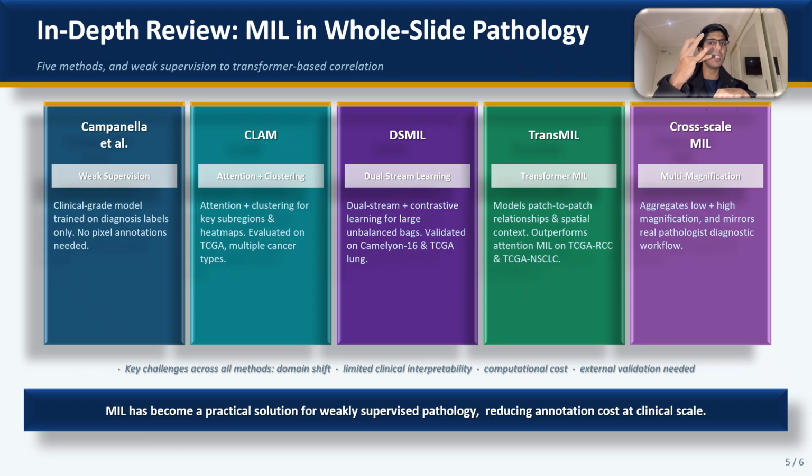Across all methods, key challenges remain: domain shift, limited clinical interpretability, computational cost, and the need for external validation.